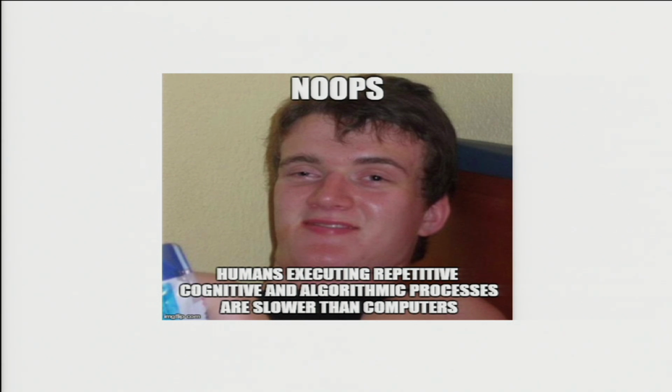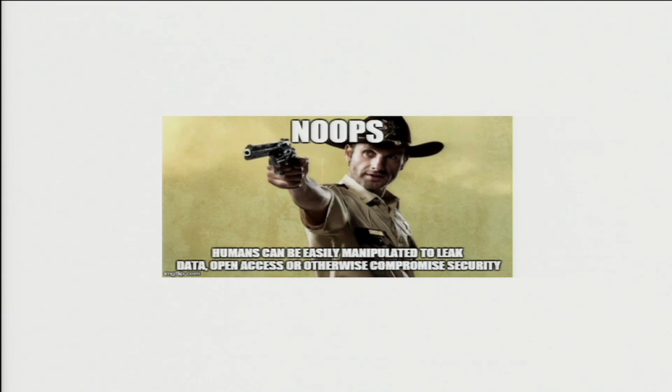So NoOps: humans executing repetitive cognitive and algorithmic processes are slower than computers. Again, I think generally for the kind of repetitive tasks that we carry out in operations, computers can do them a damn sight more quickly and efficiently than human beings.